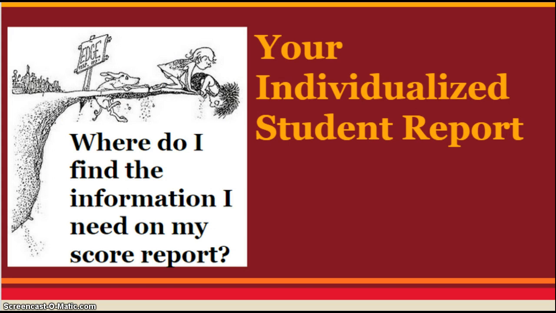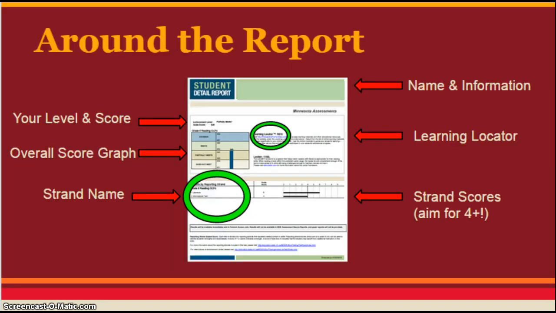Let's take a closer look at the individualized student detail report. Where do I find the information I need on my score report? On your score report, you will see your current level and score, your overall score graph. The 3-digit number above the graph is your overall score, your strand name, the strand scores. We are aiming for 4s or higher, a learning locator code which will help you practice online in Pearson Access. Just ask your teacher for help with that. And at the top, you'll see your name and information.